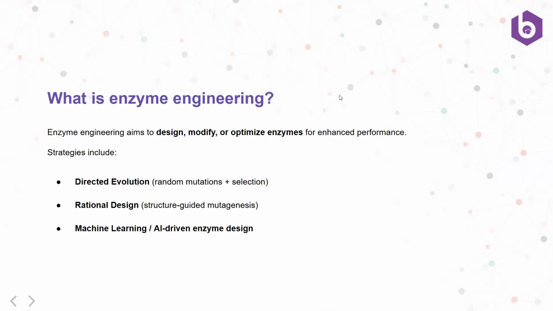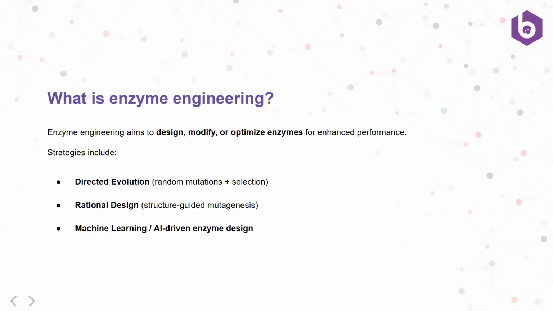Okay, let's start with something very basic. What is enzyme engineering? Enzyme engineering is a process of designing, modifying, or optimizing the enzymes which you have in your hand to make them perform better than the natural ones which you get. Basically, there are three strategies for it: directed evolution, rational design, and machine learning or AI-driven enzyme design.